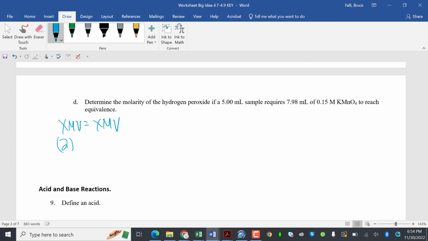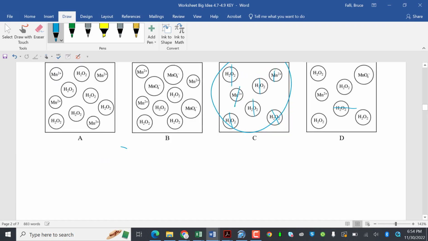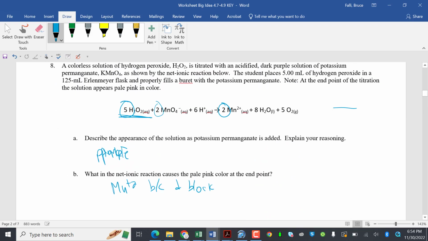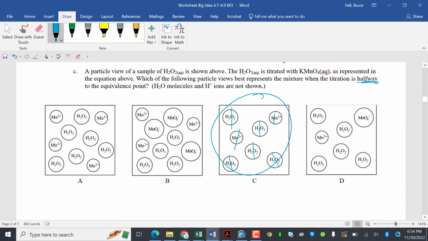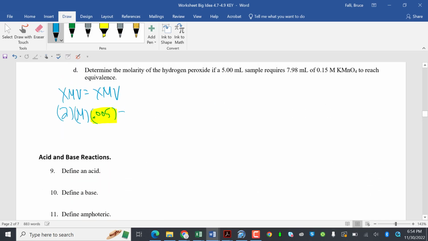2 times the molarity of the hydrogen peroxide, which is what I'm looking for, times the volume of the hydrogen peroxide, 0.005. Really common mistake here, okay? This is 5, not 50. Equals, so now I'm looking at MnO4. So MnO4, the other one's coefficient is 5. That's going to be the X. And the molarity is 0.15.